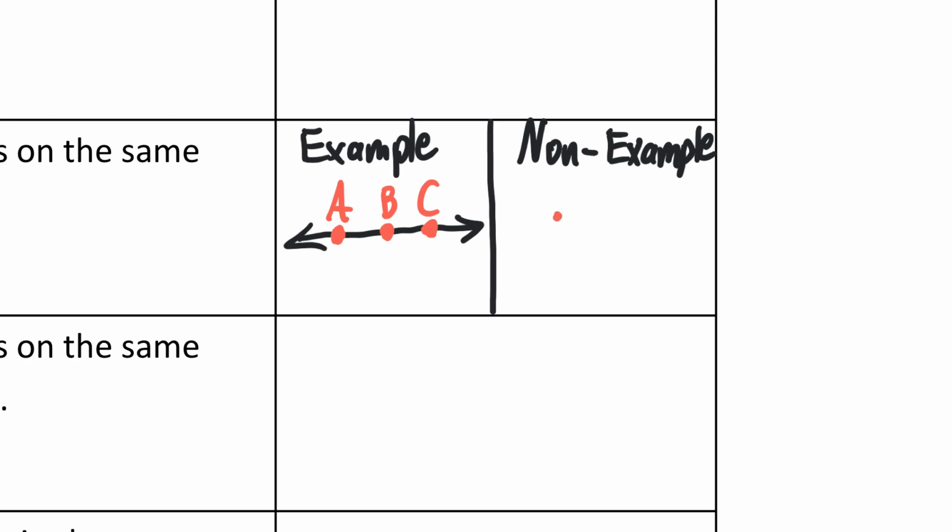So on a non-example, I'm going to do like this. A, B, and then put C down here somewhere. Okay, can I draw a single line that goes through all 3 of these points at the same time? No. Nope. So I would say A, B, and C are non-collinear because you cannot draw one line that goes through all 3 of them at the same time.